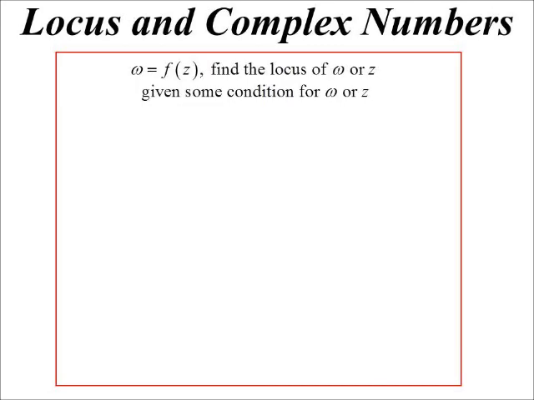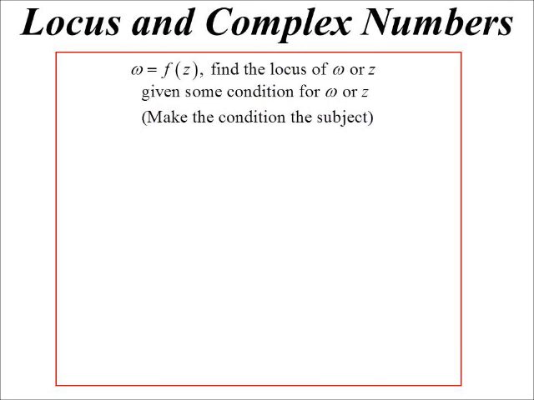So we're going to find the locus of either omega or z, and then they'll usually give us some condition for the other bit, omega or z. The idea is whatever they're making the condition, that's what we'll make the subject of the formula. That's what we're going to try and do. That's the basic idea.